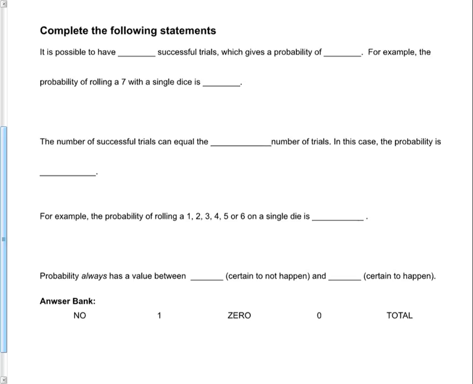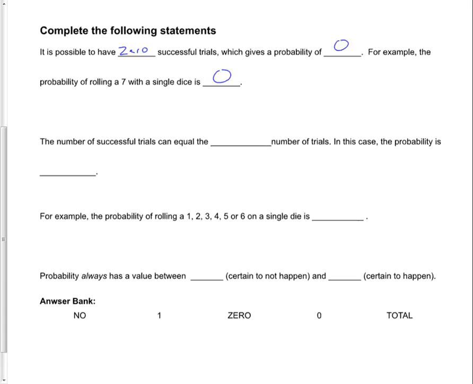So it is possible to have 0 successful trials. It's possible that none of your trials will be successful. And if this is the case, then you end up with a probability of 0. So for example, rolling one 6-sided dice and rolling a 7, the probability of that is 0. It's not going to happen. It's outside the realm of possibility.